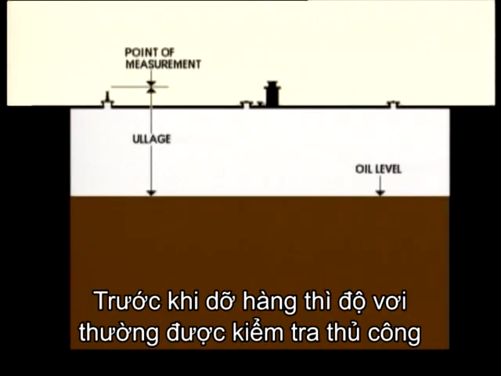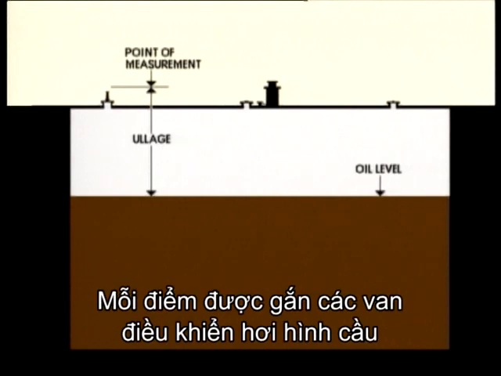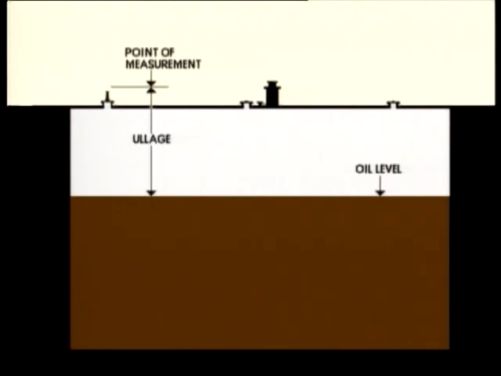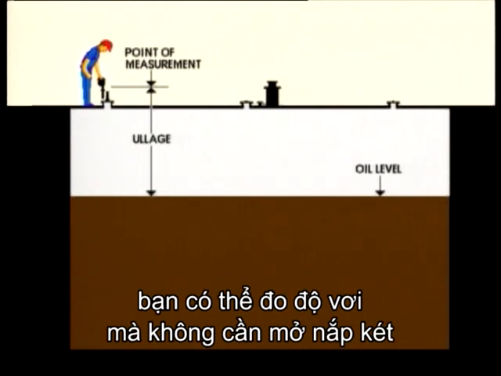Before discharge, the ullages are often checked manually. Here there are 2 measuring points in the aft ends of the tanks, port and starboard, each fitted with globe-type vapour control valves. Using a special electronic ullage tape, so-called MMC, you can measure the ullage without opening the tanks to the atmosphere.